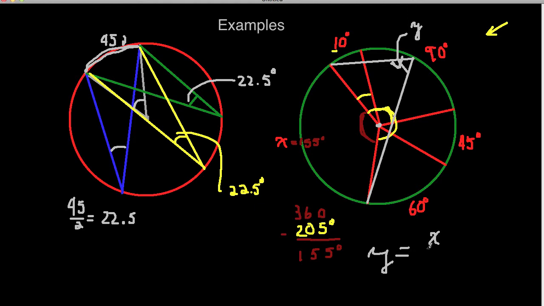So y, by that theorem, is x divided by 2, and 155 divided by 2 is 77.5 degrees. You can check that: multiply 77.5 by 2, and you'll get 155 degrees, which is the measure of angle x. So those are some examples here, and I'll be giving several more examples as exercises to do on your own.